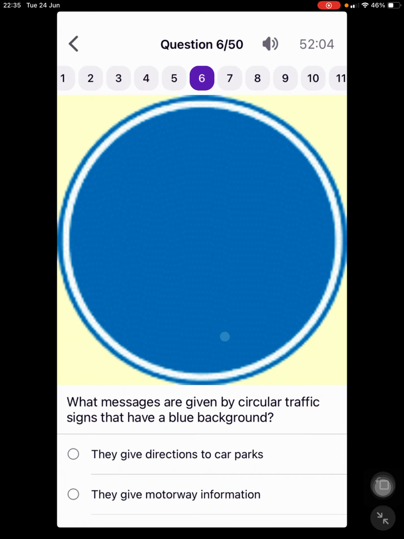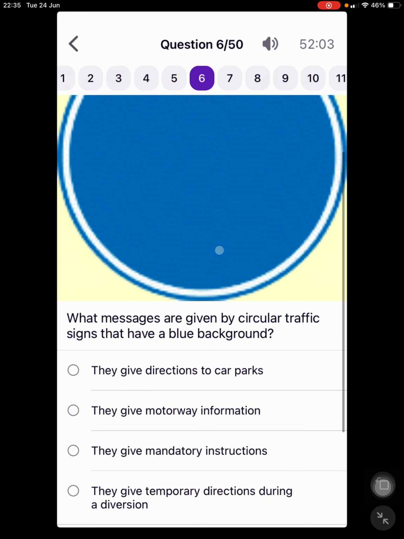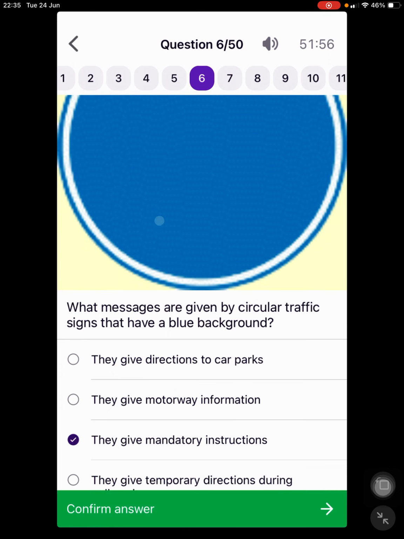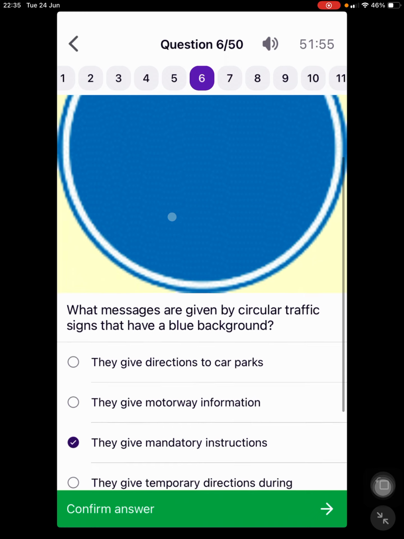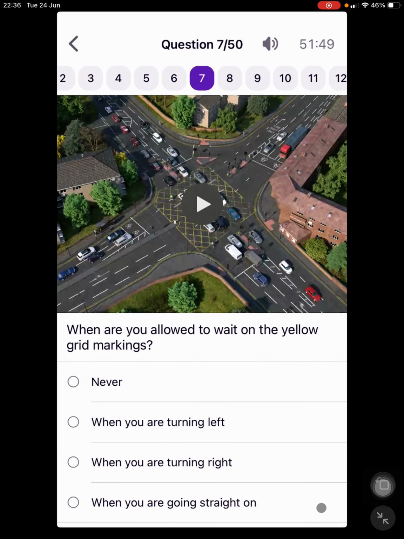What messages are given by circular traffic signs that have a blue background? They give mandatory instructions. This is one of the most common questions that comes in the test, guys. Just remember that. They give mandatory instructions.